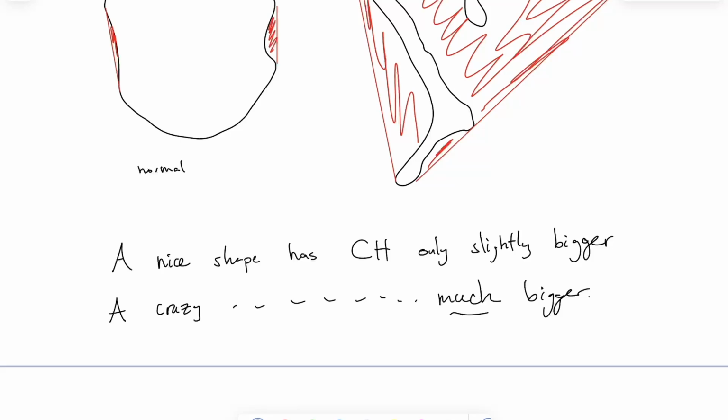Next time we'll talk about the real definition, but this is the basic idea behind why anybody cares about the convex hull in the context of gerrymandering. All right, that's all I wanted to say.